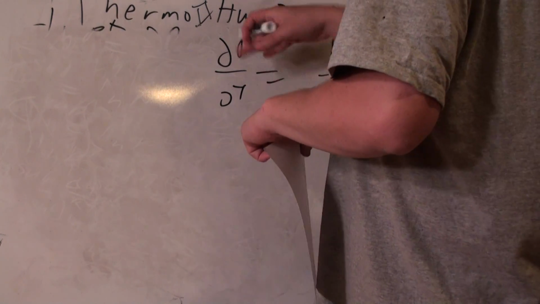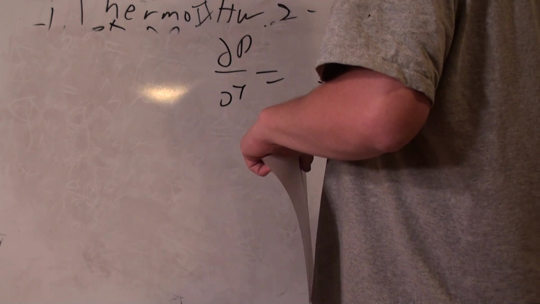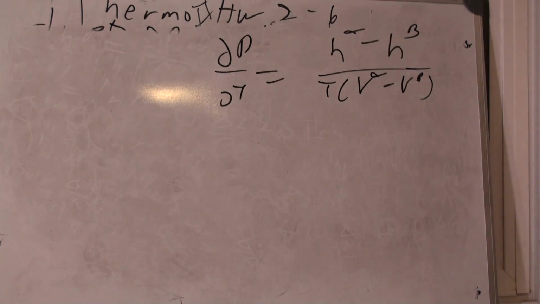So dP/dT equals (h alpha minus h beta) over T (v alpha minus v beta). All right, so I want to use the Clapeyron equation for a substance similar to argon. So what substances are similar to argon? That's right, ideal gases. It's just my hint. This is an ideal gas.